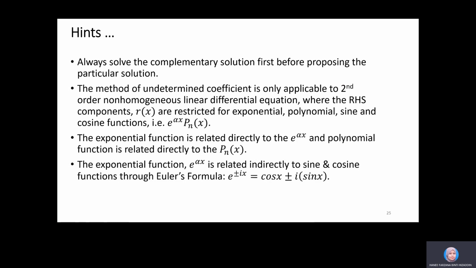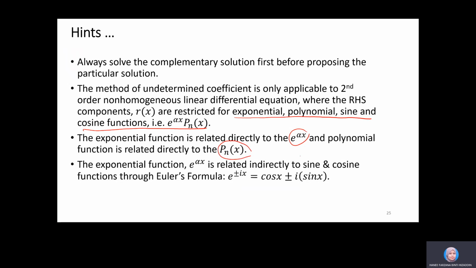All right, so some hints here before we work on the example. Always solve the complementary solution first before proposing the particular solution. And the method of undetermined coefficient is only applicable to second order non-homogeneous linear ODE, where the right hand side components are restricted to this type of function as I mentioned earlier. And the exponential function is directly related to this term, and the polynomial is this term.